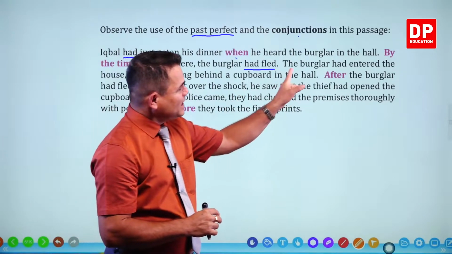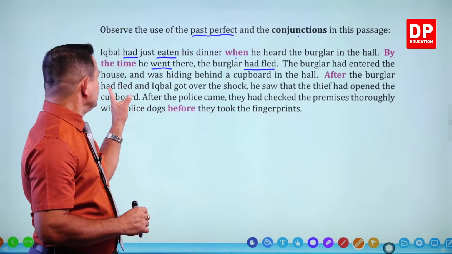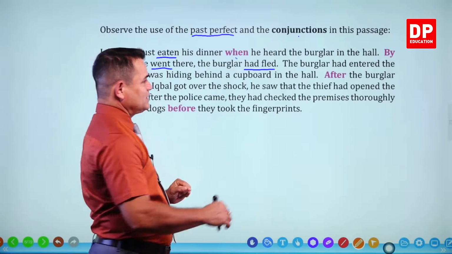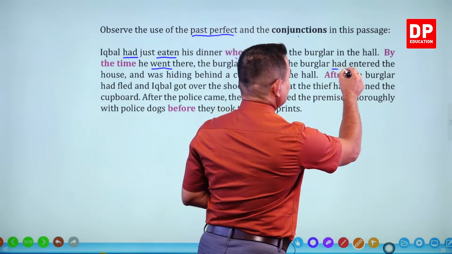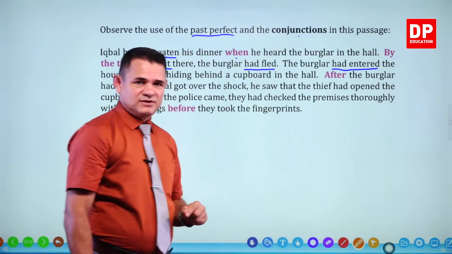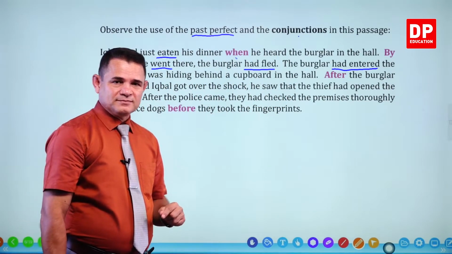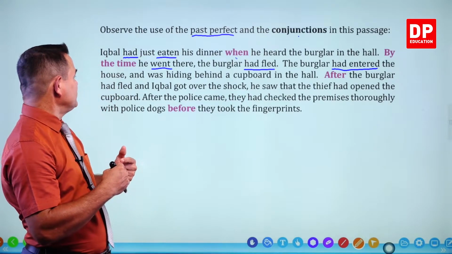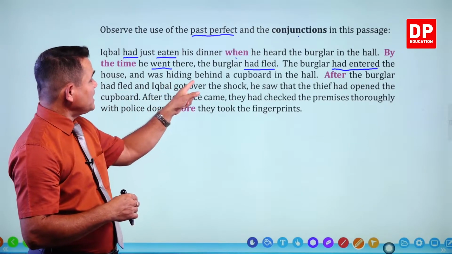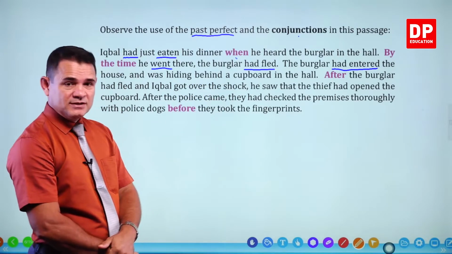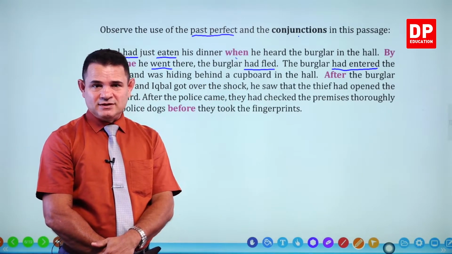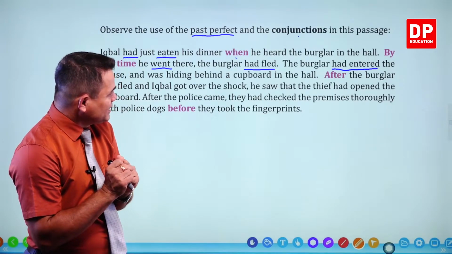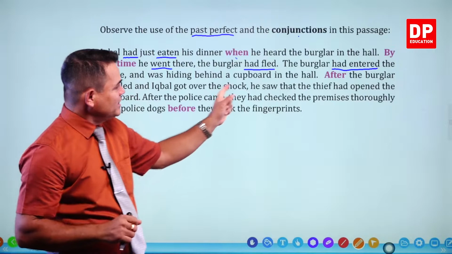The burglar had entered the house. එතකොට burglar ගෙට ඇතුළත් වෙලා තිබුණා. Had entered. Past perfect. ගෙදරට ඇතුළ වෙලා තිබුණා. And was hiding behind a cupboard. Was hiding behind a cupboard. Cupboard එකට පිටපස්සේ hiding. හැංගිලා ඉඳලා තිබුණා. Cupboard in the hall.